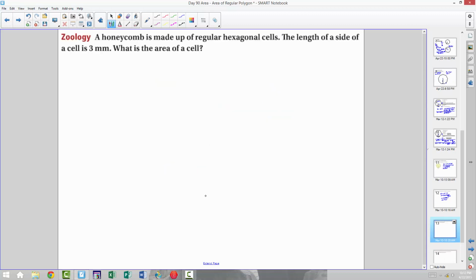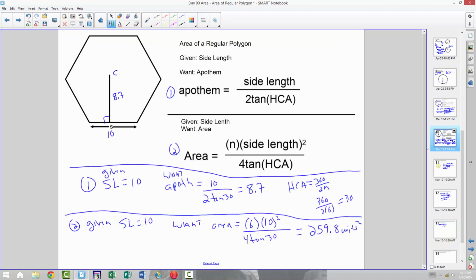A honeycomb is a hexagon. The length of a side is 3 millimeters. What's the area? Okay, this one's okay. Given a side length of 3 millimeters, I want the area. Well, let's go back to our formulas. Given a side length, I want area, so this is the formula that I'm going to use.